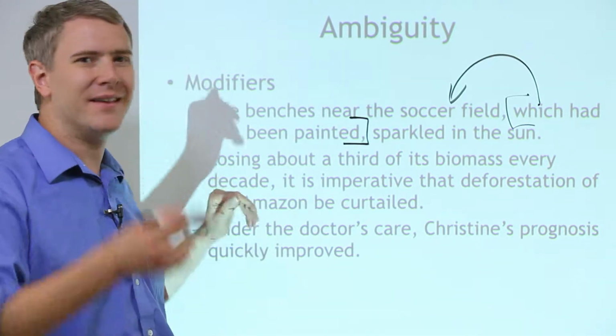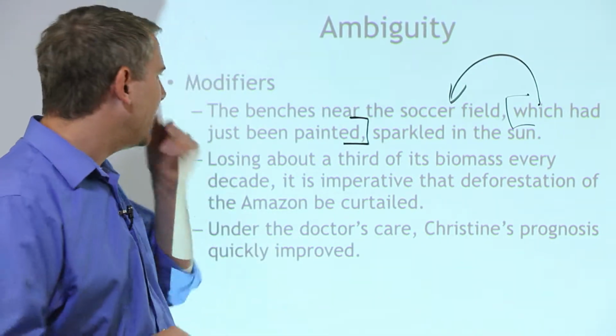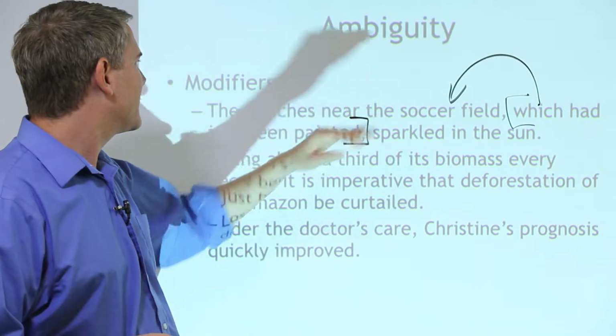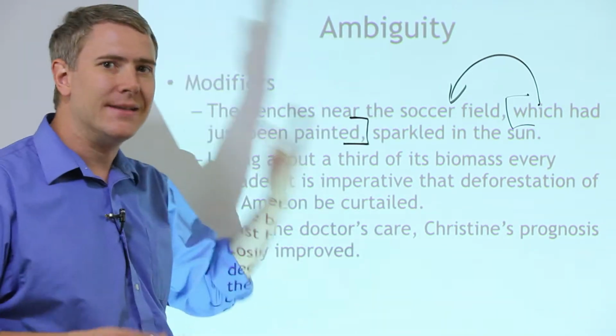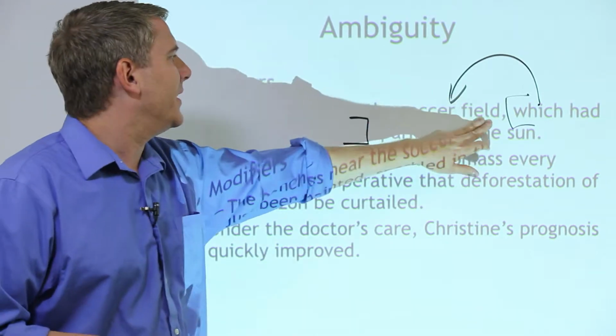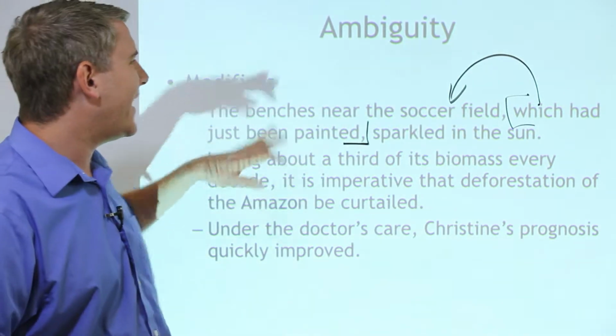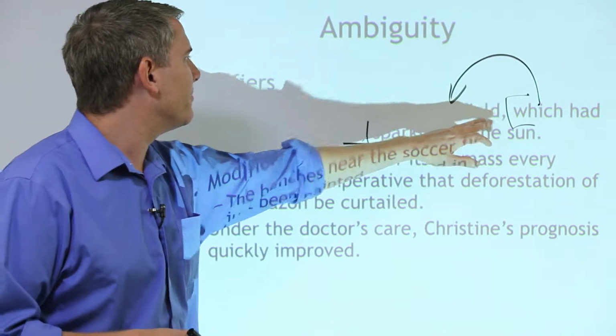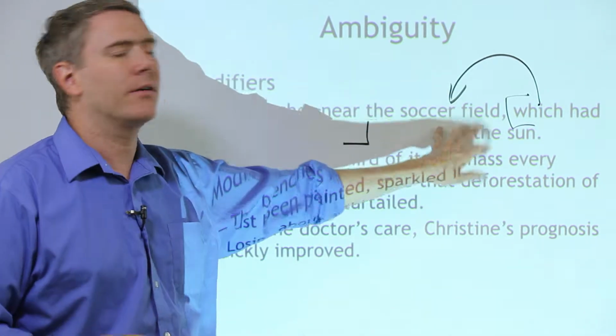But if I read this in a strictly grammatical way, it sounds like the soccer field was painted. The benches near the soccer field, which had just been painted. So in other words, I interrupted this noun phrase, and it's not entirely clear from this writing if the author means that the benches have been painted or the soccer field had been painted.